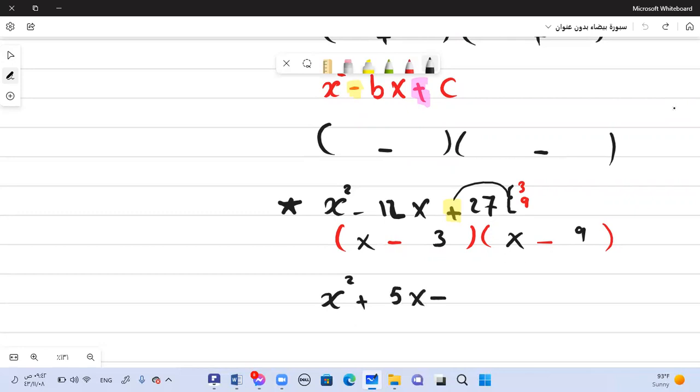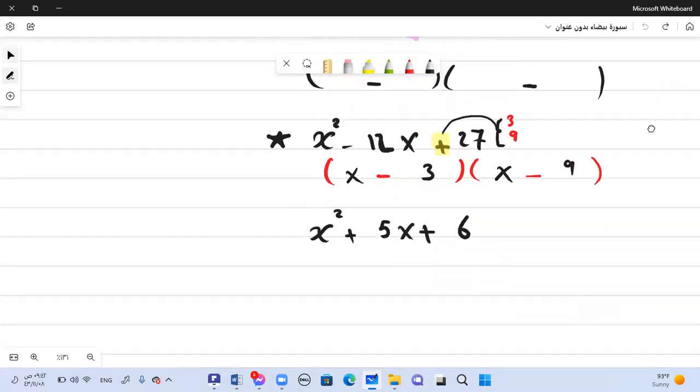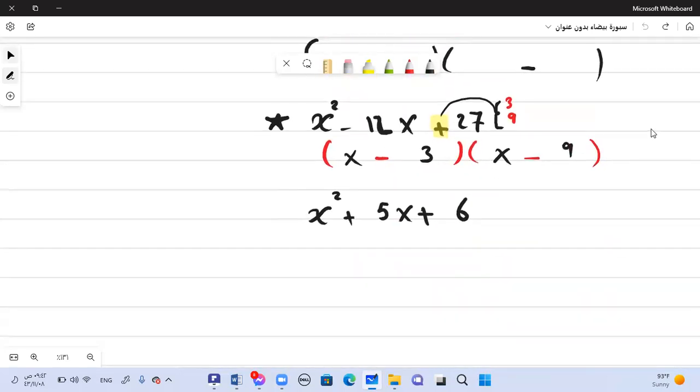5x plus 6. Yes, Yajwan, tell me step by step. Is it common greatest common factor? No. Special case? No. Why? Because the 6 is without root.